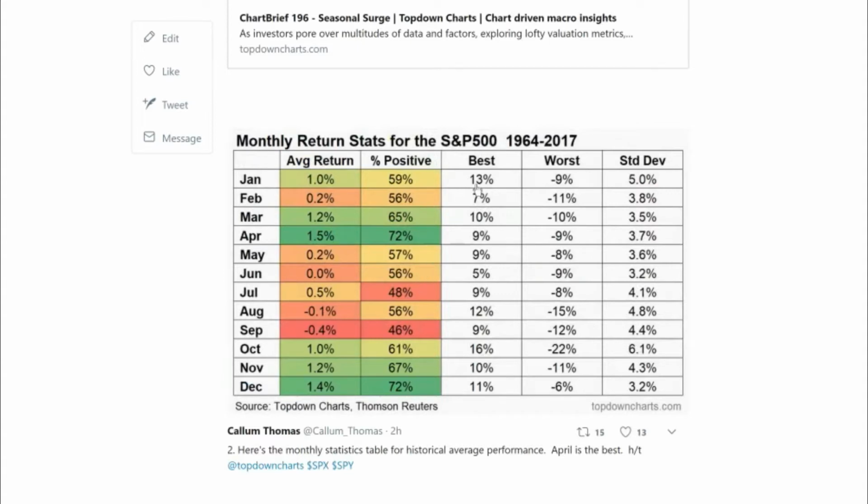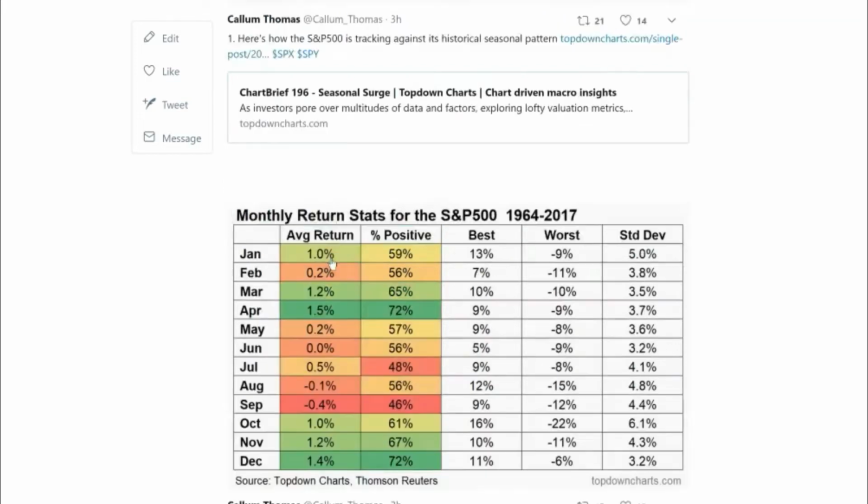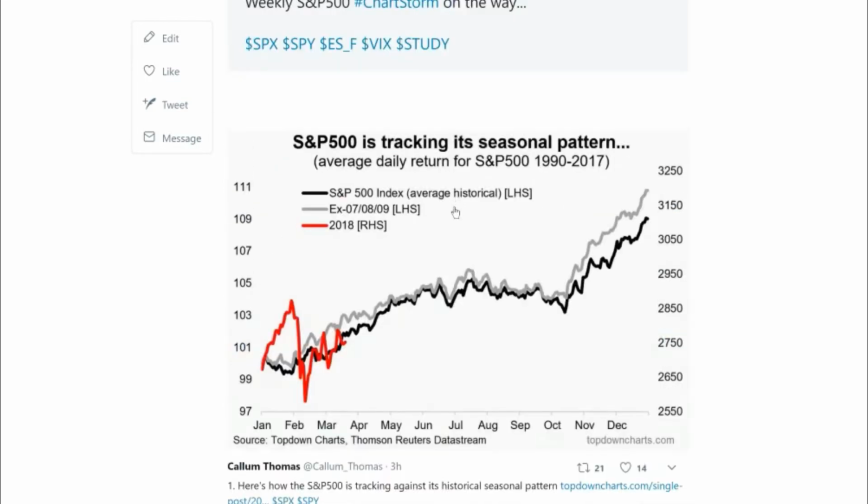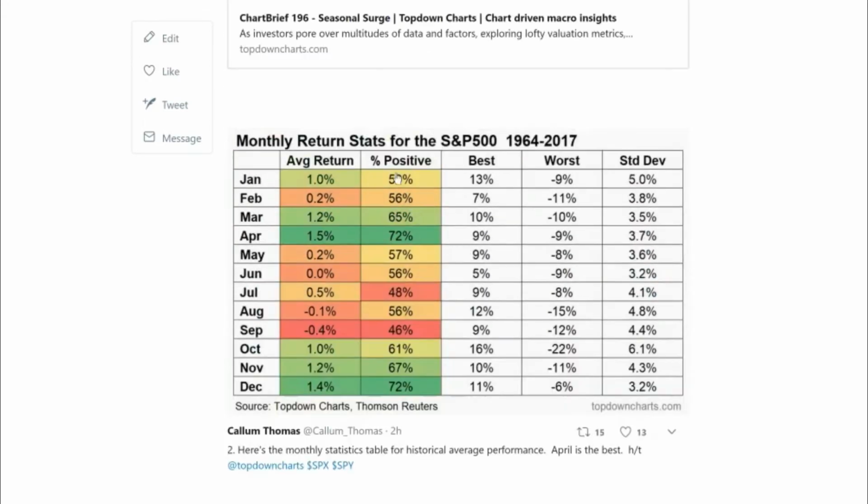So the monthly statistical table here shows you not only the average return, which is basically what we're seeing in the previous chart, but also the proportion of times that it was positive, which is quite an interesting statistic. Also the best, worst, and the variation around that. And you can see that in April, 72% of the time returns were positive. So that's quite meaningful, really.